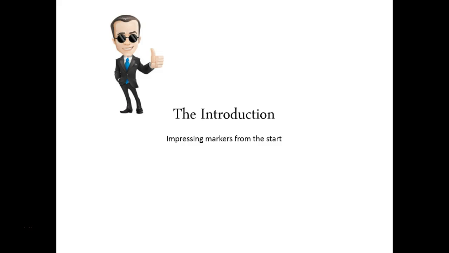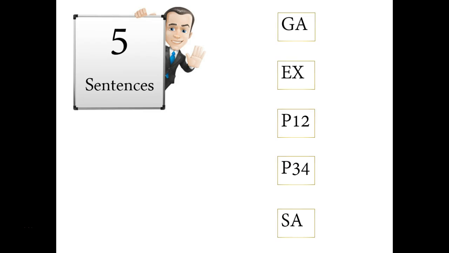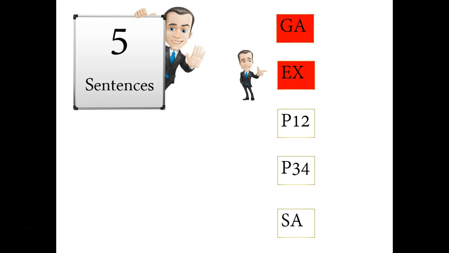First impressions matter, so nailing the introduction to your essay is really important. There are 5 sentences in the perfect VCE Religion and Society essay introduction, and they look like this. First is a general answer to the question. Next is a definition of any strange terms and an explanation of the topic.